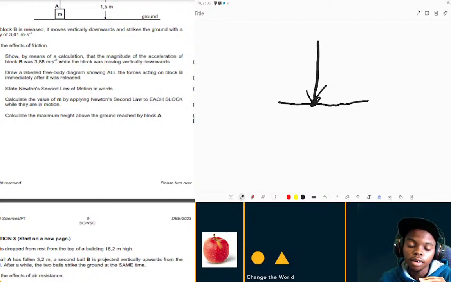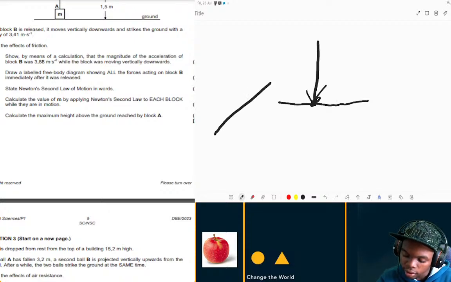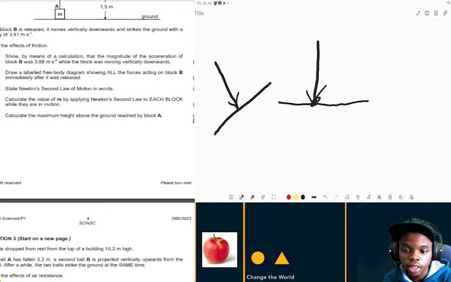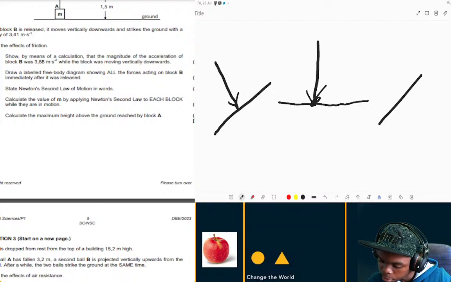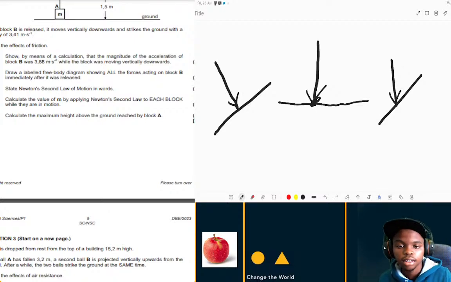No matter if the surface is flat or inclined, even if we have an inclined surface, the normal force always acts perpendicular to it. It's important to get this, because sometimes people get it wrong. You will have an inclined surface, but people want to put the normal force like this. That's not how it works. The normal force always acts perpendicular to the surface, so if the surface is inclined, it's still perpendicular to the surface.